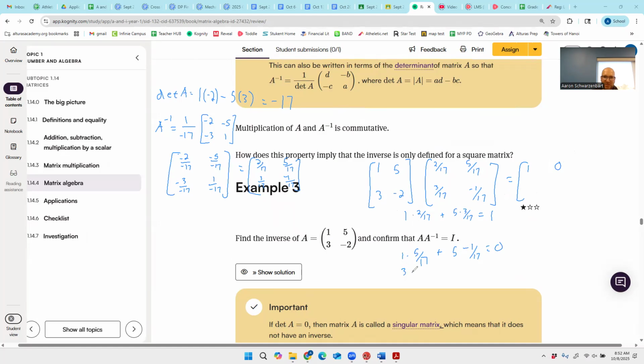Row 2 times column 1. 3 times 2/17 plus -2 times 3/17. That's 6/17 minus 6/17. Row 2 times column 2. 3 times 5/17 plus -2 times -1/17. It's 15/17 minus 2/17 is 17/17 or 1.